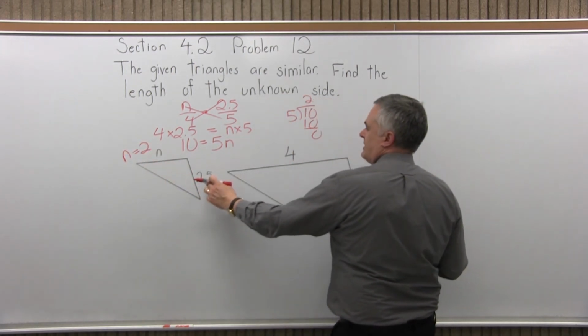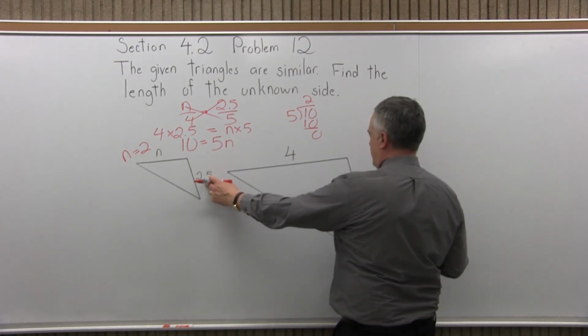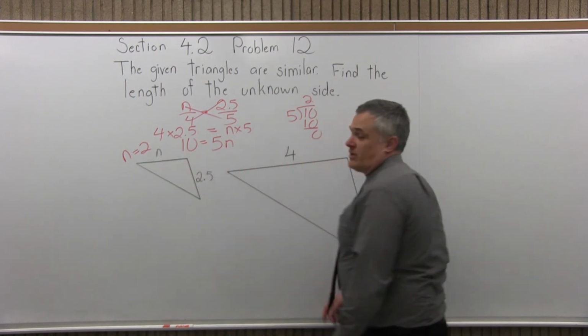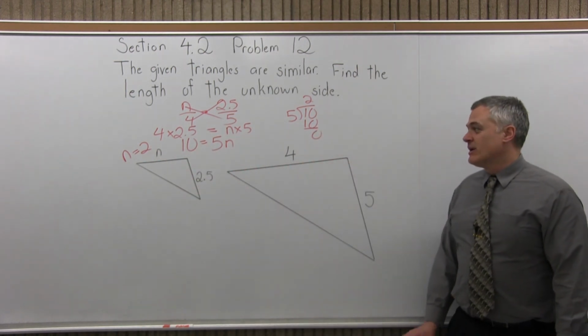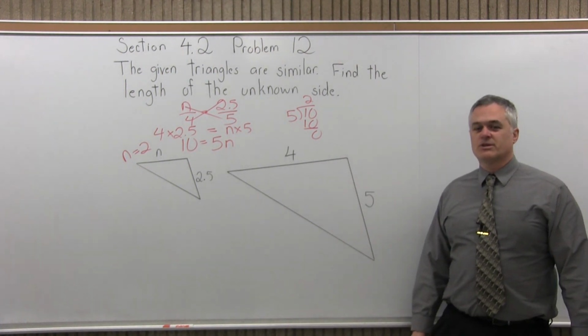because you can see the smaller triangle, the right-hand side to the right-hand side, it's half as much. 2.5 is half of 5, so the top should also be half of 4. So if you happen to see it that way, that's even quicker. But if not, the process with the proportion works equally well.